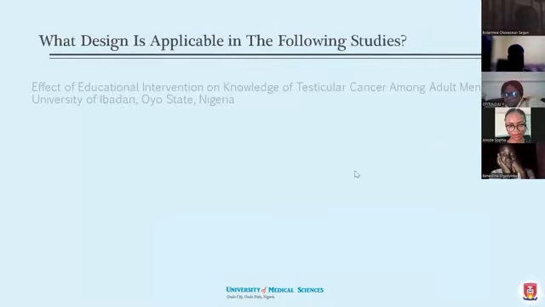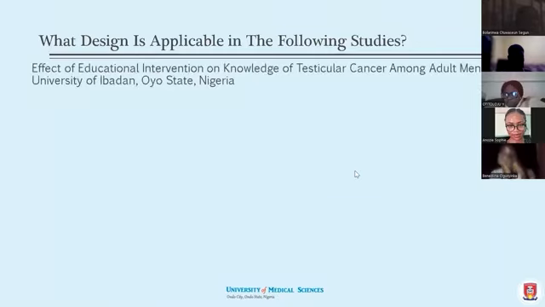All right. So I want contribution from the group. Look at this research topic. I want us to think about which design will be applicable. You can just type your responses. The topic says effect of educational intervention on knowledge of testicular cancer among adult men in University of Ibadan or your state. Which design do you think will be applicable in this study?